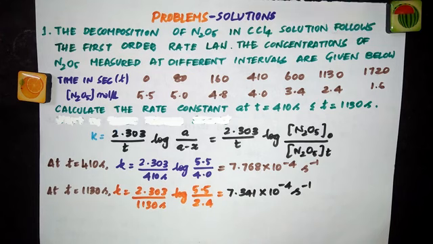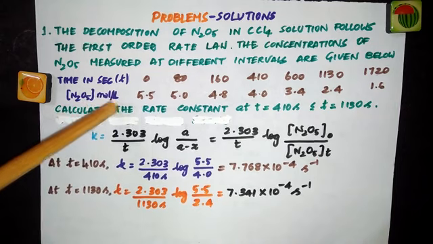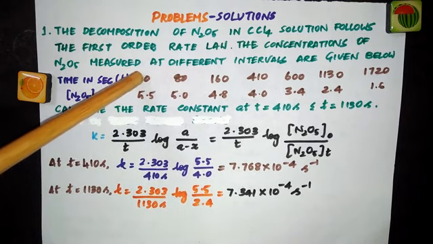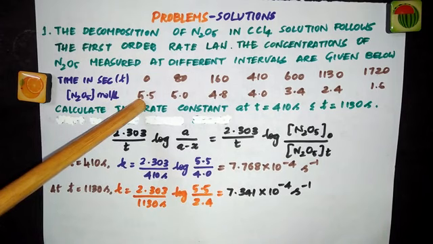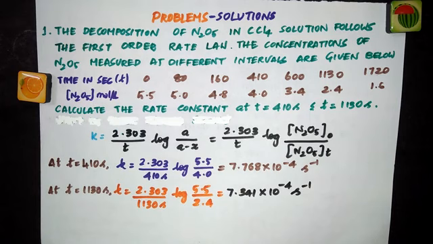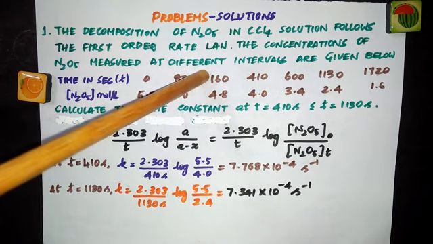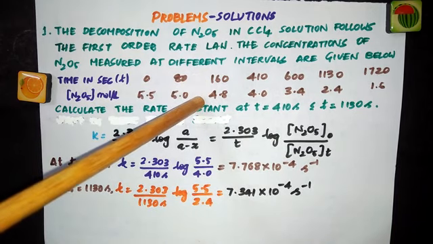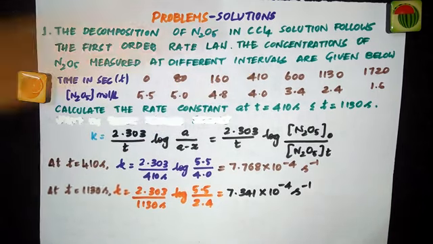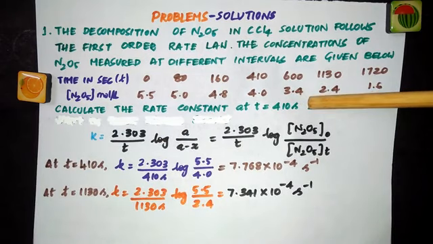And they have given you the concentrations of N2O5 at different intervals of time. So look at this, time in seconds and the concentration of the reactant N2O5, which is given in mole per liter. When the time was 0, N2O5 was 5.5 mole per liter, which means this is the initial concentration of N2O5. At 80 seconds, the concentration becomes 5.0, at 160 seconds, 4.8, at 410 seconds, 4.0, and at 600 seconds, the concentration of N2O5 is 3.4 mole per liter.